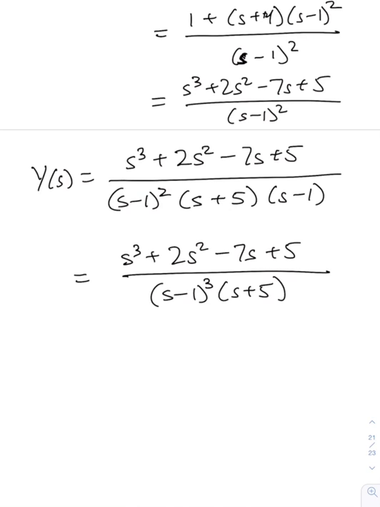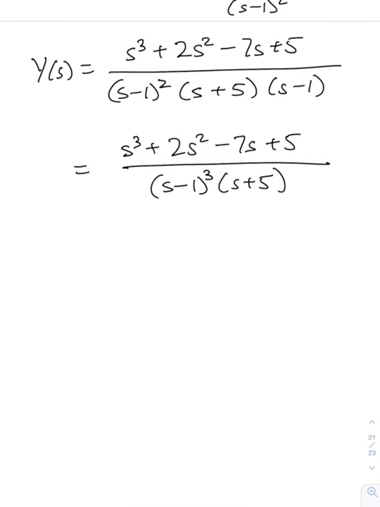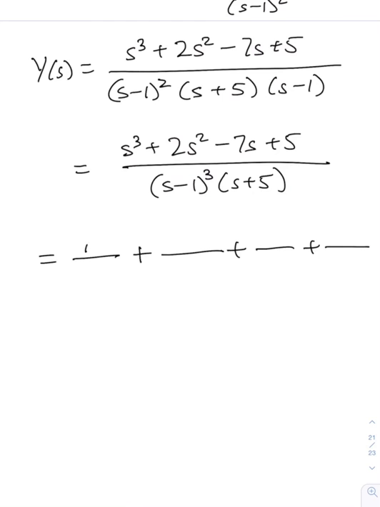And now I want to do a partial fractions decomposition. I check that this is a proper rational function. The degree of the numerator is 3. The degree of the denominator is 4, so it is proper. And I can now break it down. I have 4 linear factors. They're all linear, so I'm going to have 4 fractions, and they're all just going to have constants on top. The first one appears to the power of 3, so I'm going to get an s minus 1, s minus 1 squared, and s minus 1 cubed. The last one is just by itself, so I have an s plus 5.